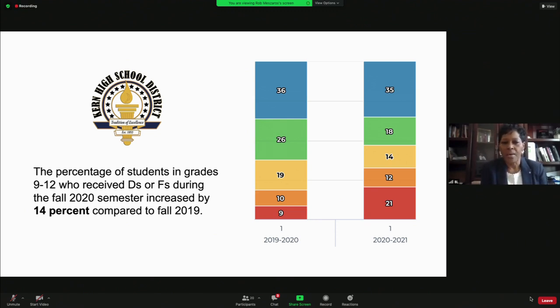We looked at our data from this first semester as compared to last year. When you look at the 14% increase in our Ds and Fs, what we found is that it's spread across all of our different student groups and demographics. District-wide, we've seen an increase of about double in Ds and Fs over last year. Some of our significant student groups with increases are English learners, our foster youth, our homeless, and also our African American students.